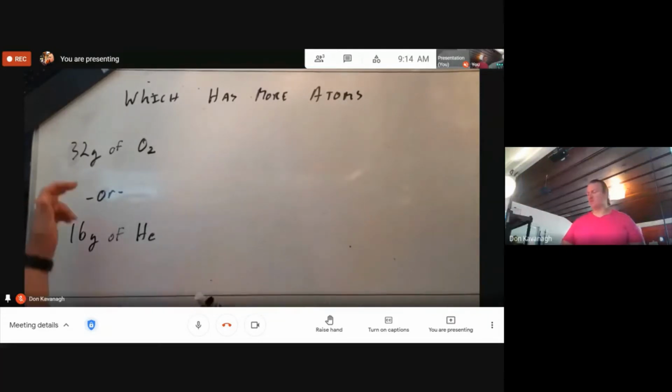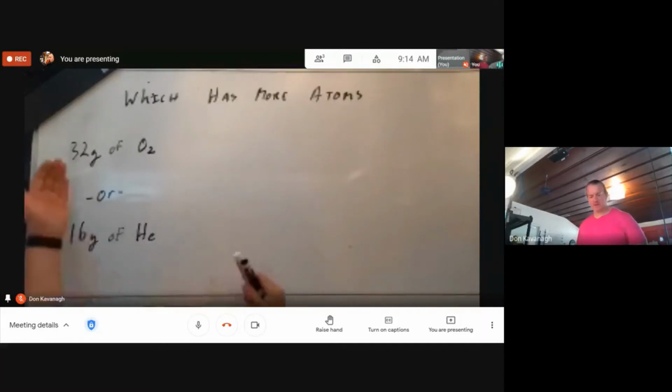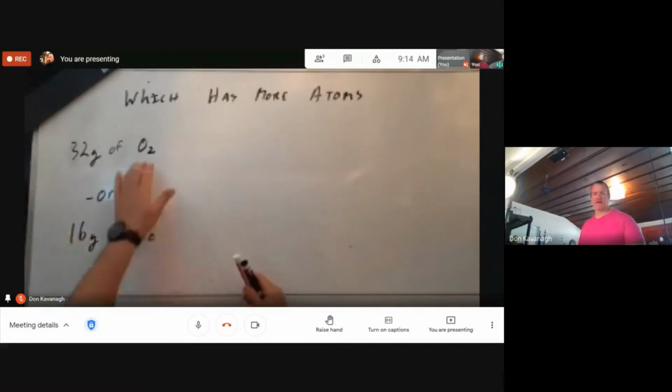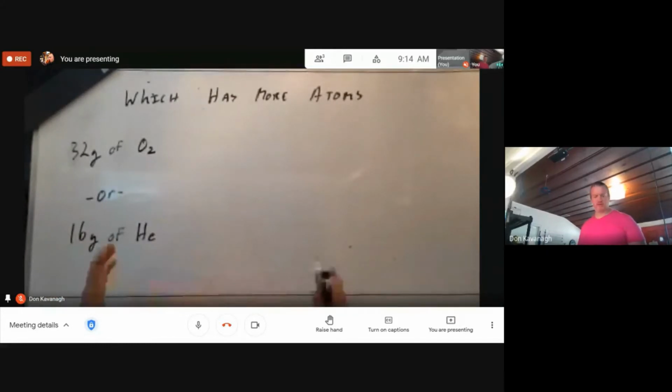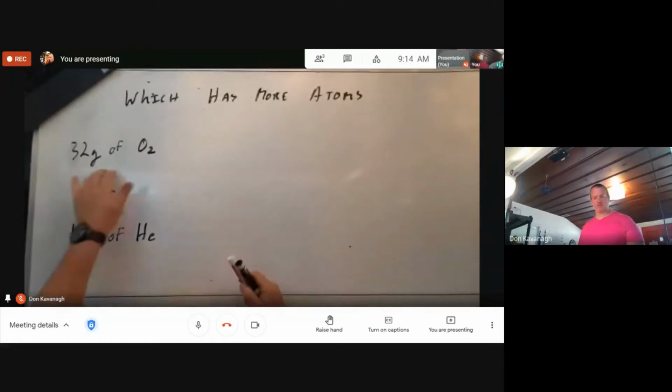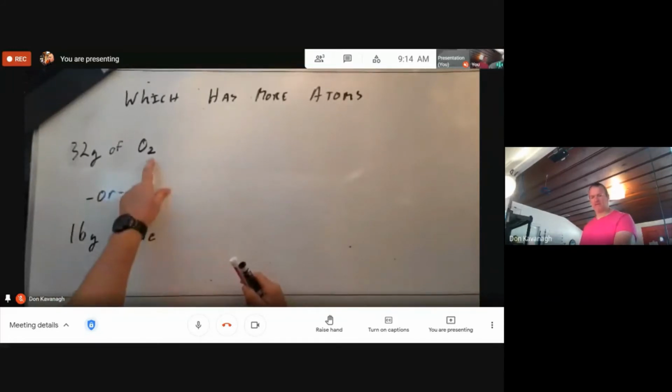Which has more atoms: 32 grams of O2 or 16 grams of He? This problem is meant to throw in the idea of moles and mass, and how they're not the same thing. To say very quickly that we have more mass of O2, do not disagree. We have 32 grams of O2. But how many molecules of O2 is that?